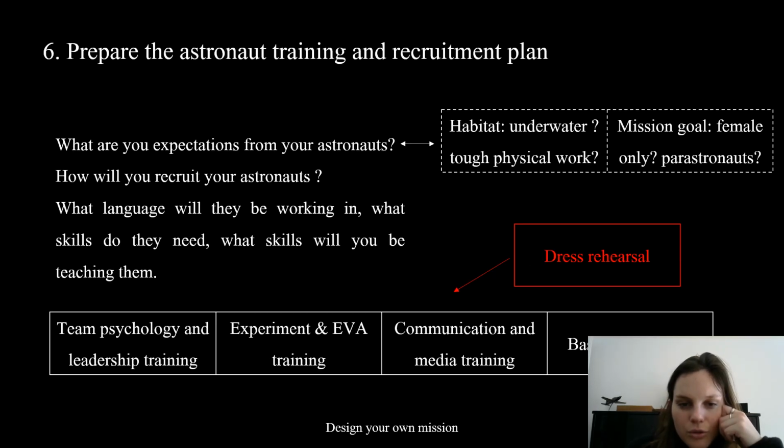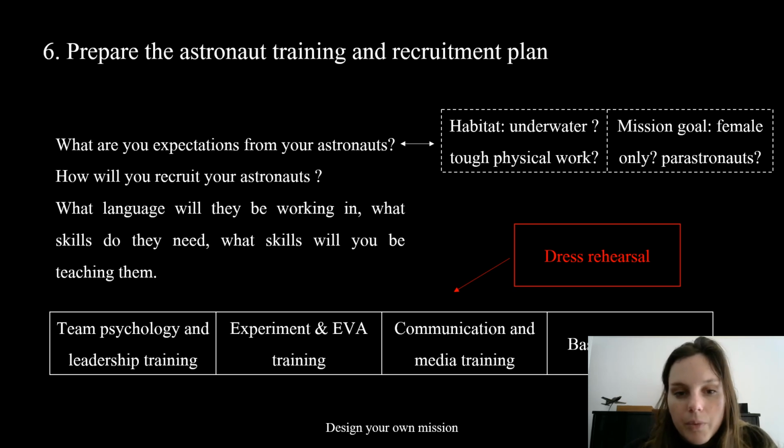So to prepare the astronaut training and recruitment plan, as mentioned, that can be quite expensive, but it really depends on what your expectations are for your astronauts. For example, if they're going to be working underwater, in an underwater base, in which case you need to have divers, or usually you're going to have to train them to be divers. That can make things quite expensive. Okay. Also, you need to know, are they going to be para-astronauts? Is the crew going to be male only, female only, mixed? What kind of expectations do you have from them? And that's going to change your recruitment plan. Obviously, if you want a female only crew, you're not going to ask for males to apply.